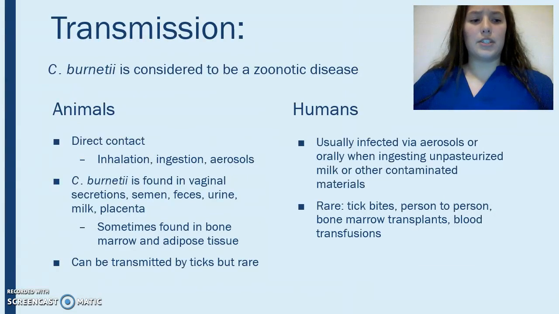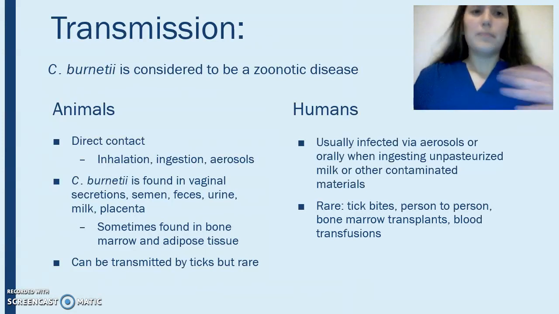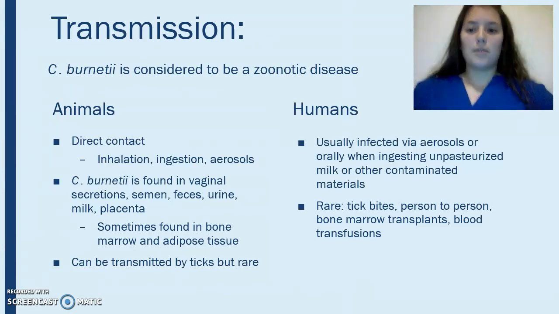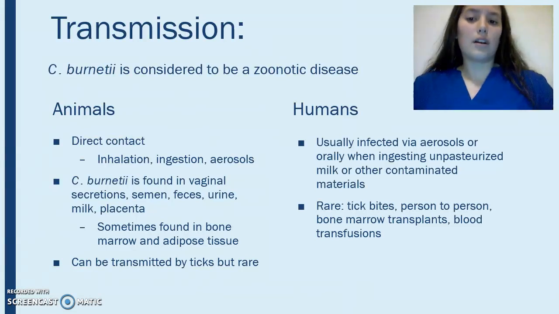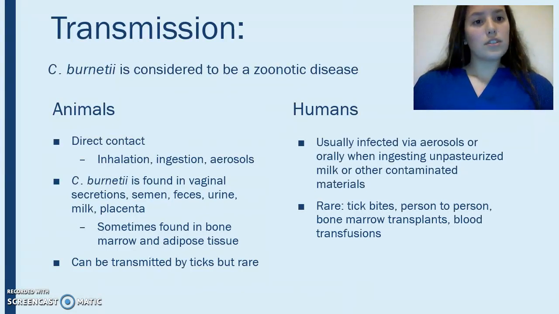So a little bit about the transmission. It is a zoonotic disease, which means it is transferred from animals to humans. So with animals, they get it through direct contact, inhalation, ingestion, aerosols, and it's usually found in their vaginal secretions, semen, feces, urine, milk, and placenta. Now, Coxiella burnetii can be transmitted by ticks, but it's rare.